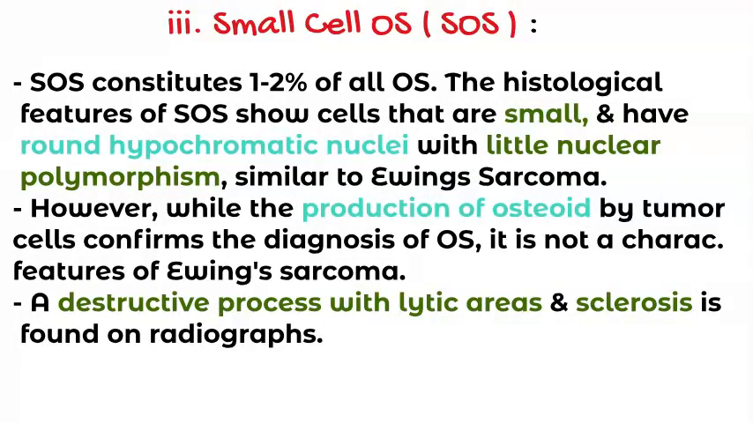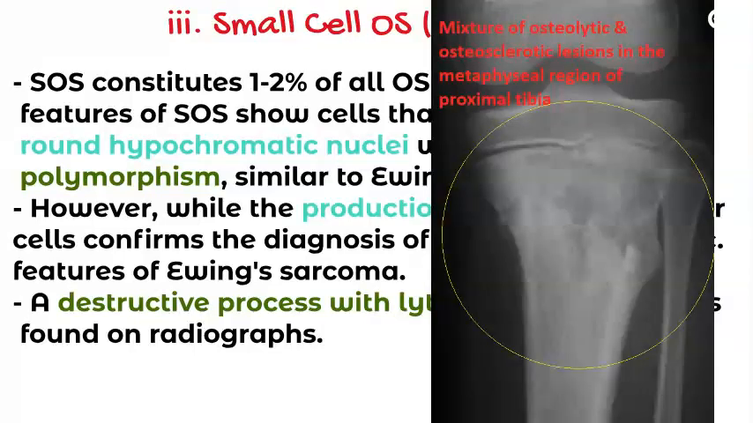A destructive process with lytic areas and sclerosis is found on radiograph. This X-ray shows a mixture of osteolytic and osteosclerotic lesions in the metaphyseal region of the left proximal tibia.